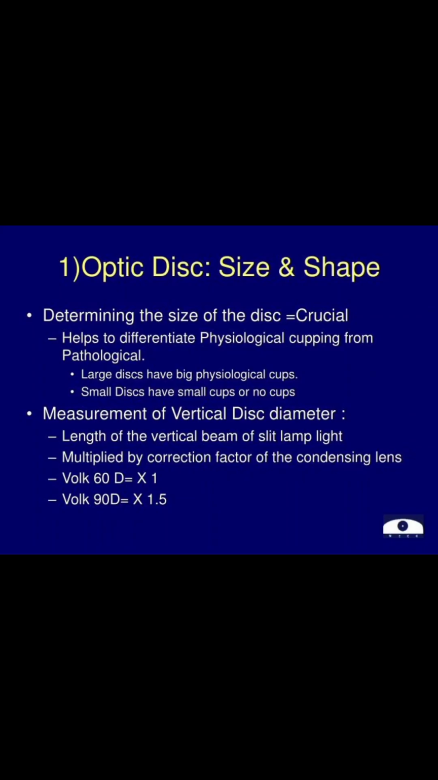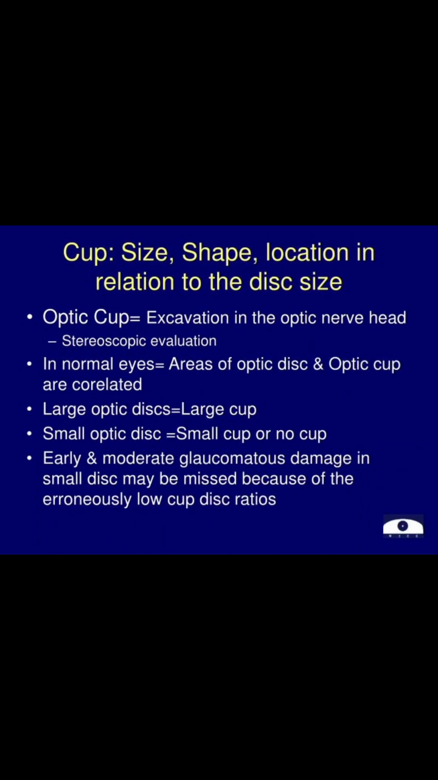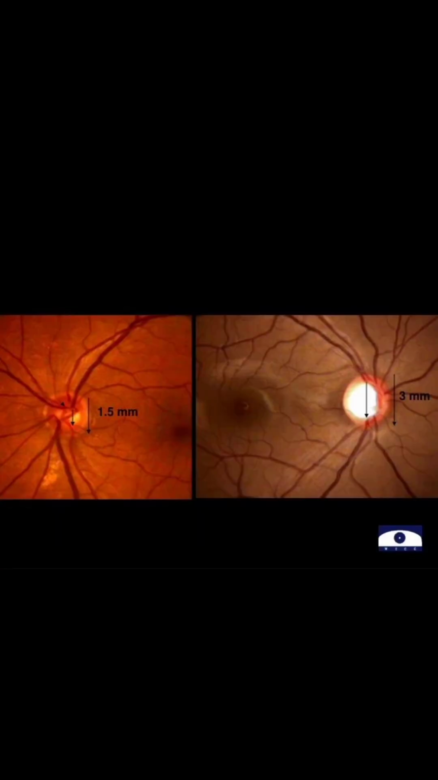So we have to measure the disc diameter. The length of the vertical beam of the slit lamp multiplied by 1.5, the correction factor, gives the height of the vertical disc. Early and moderate glaucomatous damage in a small disc may be missed because of an erroneously low cup disc ratio, because a small optic disc has a small cup or no cup.